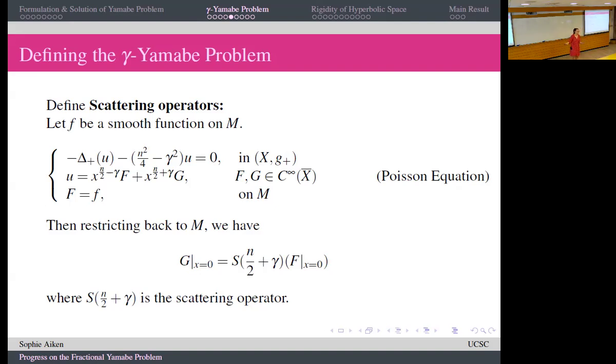So if gamma is 0, you keep the spectrum of the Laplacian? That's what you mean. Yes, so if gamma is 0, but also there could be a discrete spectrum between 0 and n squared over 4. And so you need to avoid those values as well.